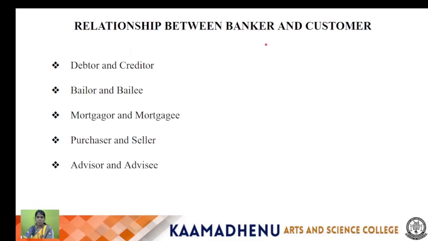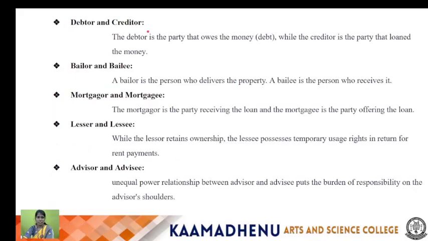Next one, relationship between banker and customer. There are 5 relationships between banker and customer. First relationship, debtor and creditor. Second one, bailor and bailee. Third one, mortgagor and mortgagee. Fourth one, purchaser and seller. Next, advisor and advisee. Now we discuss one by one.